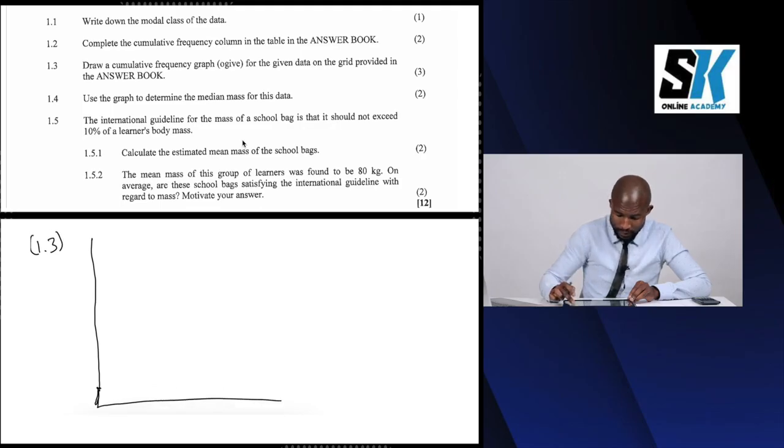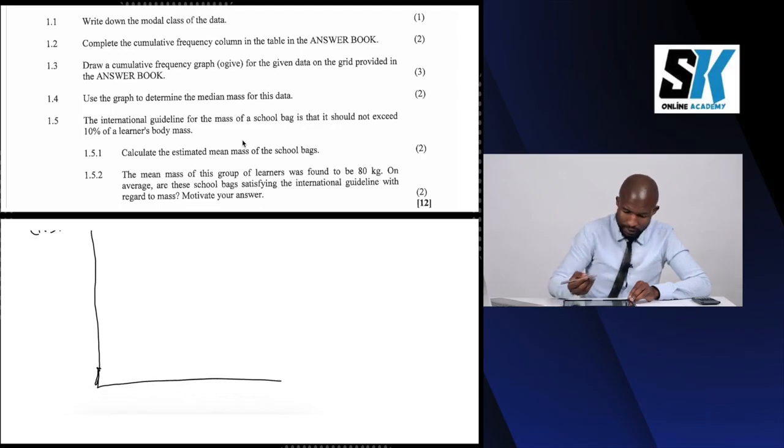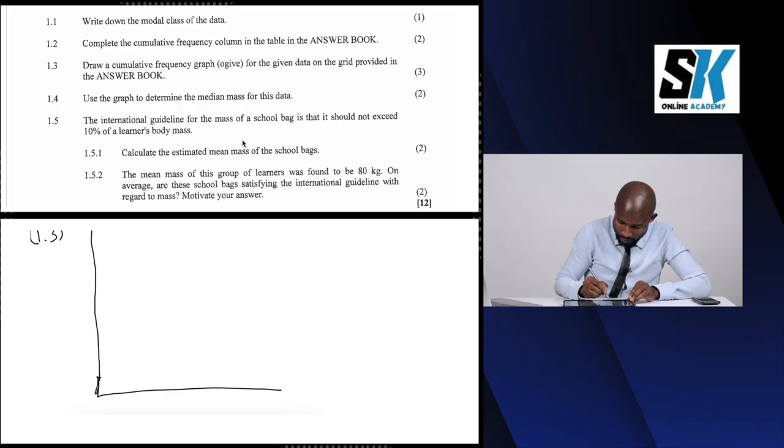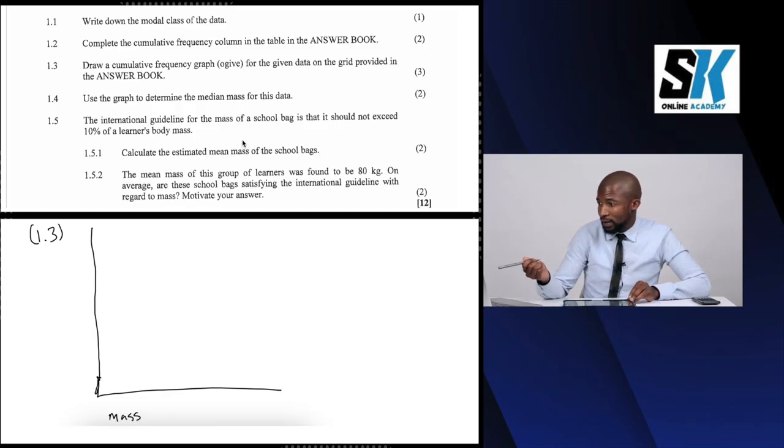So here's my graph, and on the x-axis I will have my mass, and on the y-axis I will have my cumulative frequency.